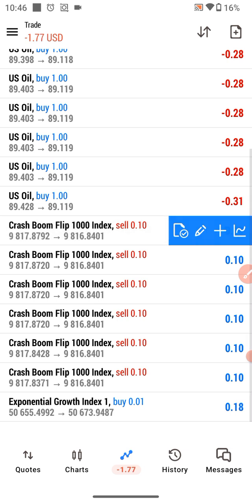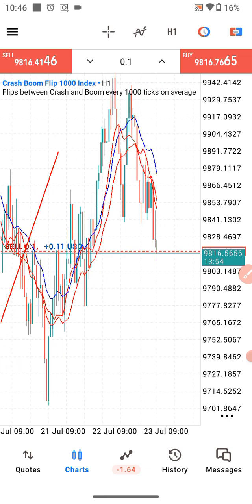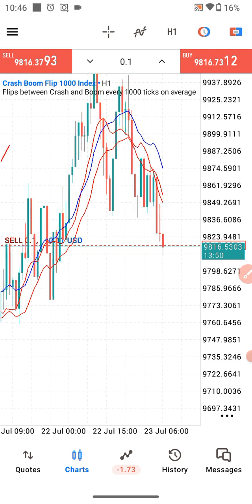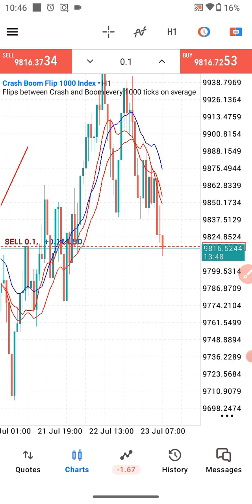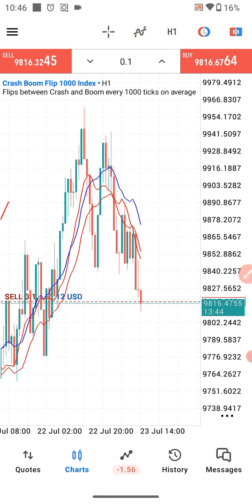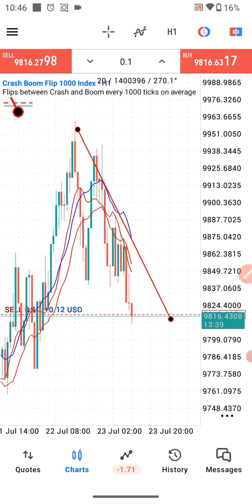And now this crash boom flip 100 index is also looking like a gold mine, guys. It's not like I'm exaggerating. I see something good happening here. This pair is going down a lot, and it is looking good to me because I see it working. This has been the movement downward all these hours.